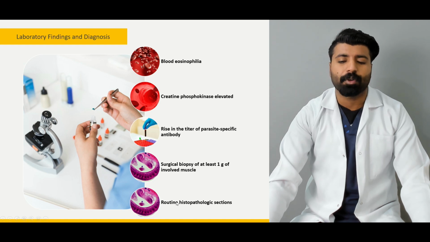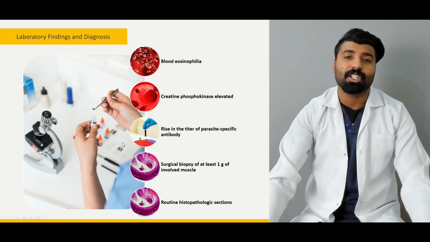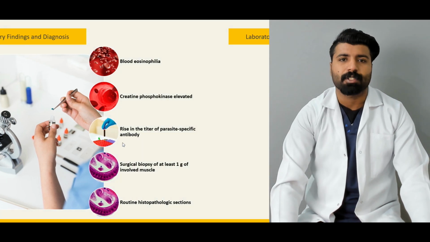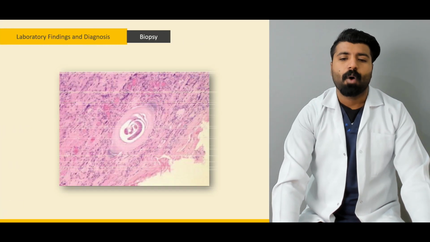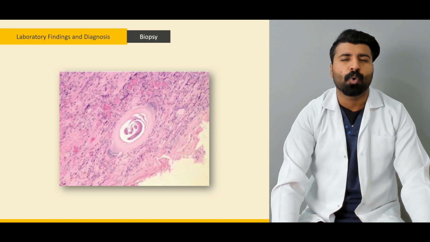Next, you'll go for the routine histopathological sections, and you'll see roundworms or their larvae present there. So all these laboratory findings will help us in reaching our definite diagnosis. Now, in the muscle biopsy, what are you expecting? A whole grown organism?